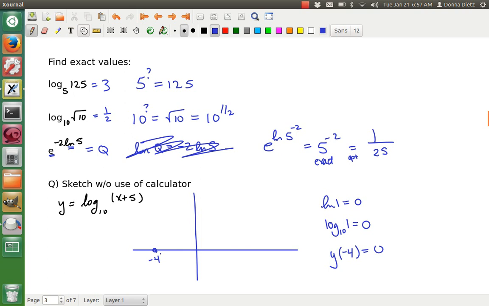And then, well, we always want the other axis. So y of 0 is log base 10 of 5. Okay, so it's going to be somewhere here. Log base 10 of 5. But that's not very satisfying. We want to use some points that we know. So first of all, we know that at -5 we're going to have an asymptote.